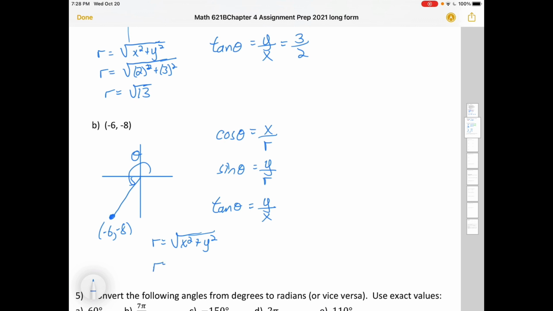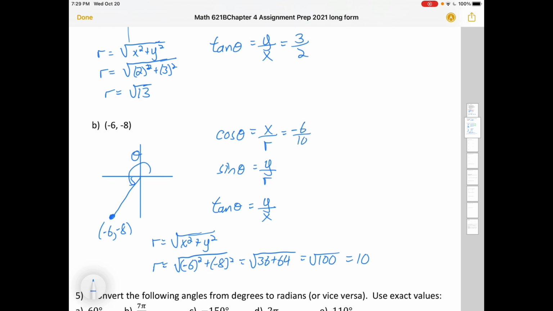We find r by going root x squared plus y squared. So here I do have to be careful. I'm going to put in negative 6 and square it, and negative 8 and square it. That's going to give me the square root of 36 plus 64, or the square root of 100, colloquially known as 10. So in this case, we do get a nice whole number radius, and we can just plug and chug up here.